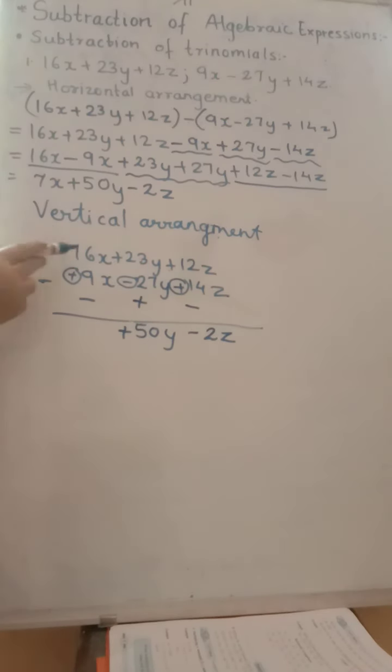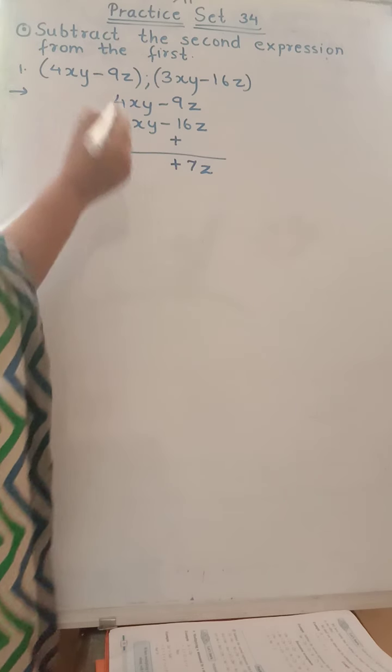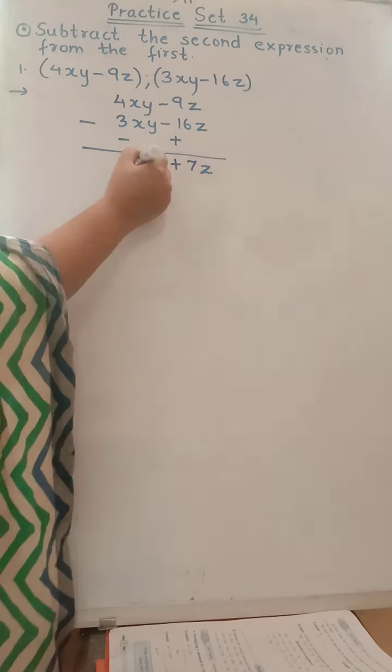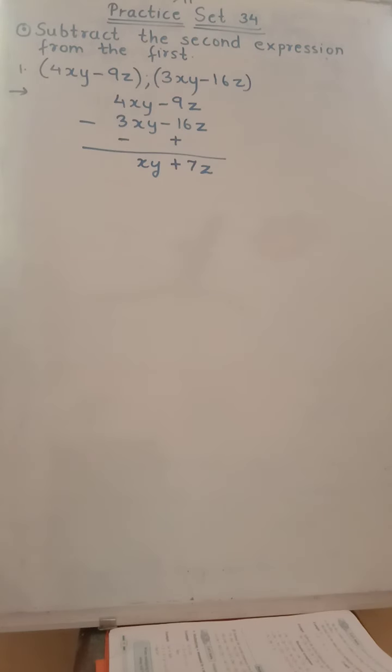Now minus plus will give minus, so we have to subtract. 16 minus 9 gives us 7z, and the greater number is 16 and its sign is plus, so plus 7z. Now plus minus minus, 4 minus 3 is 1. The greater number is positive, so this will be positive and the variable will be xy. You can write it like this, 1xy, or you can just write xy. Okay children, so the first sum's answer is xy plus 7z.